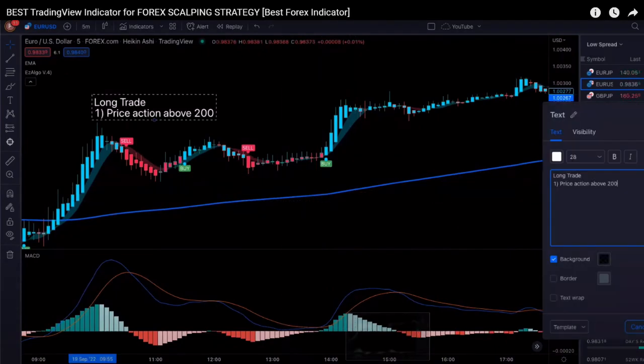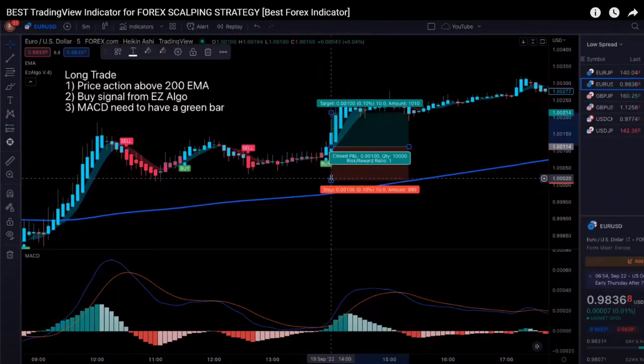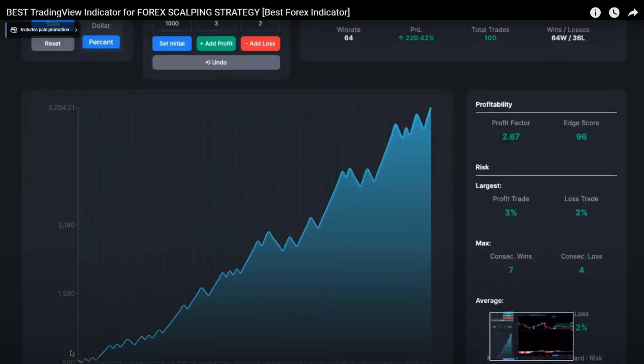Okay, so I think you guys get the gist of this strategy, right? You're targeting a 1 to 1.5 risk to reward ratio. You're only taking buy positions when you are above the 200 EMA and the MACD is green, and you're only going to be taking sell positions when price is below the 200 EMA and the MACD is red. All right, so pretty simple strategy. I think you guys get the gist of it, and I'm just going to skip to the results.